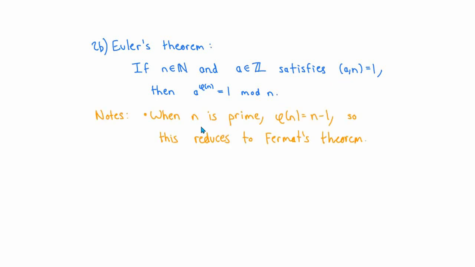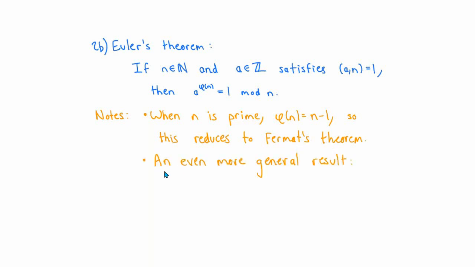The first is that when n is a prime number, phi of n is just n minus 1, and the condition that the GCD of a and n is 1 is the same as the condition that n doesn't divide a. And so in that case, the statement of Euler's theorem reduces to the statement of Fermat's theorem.